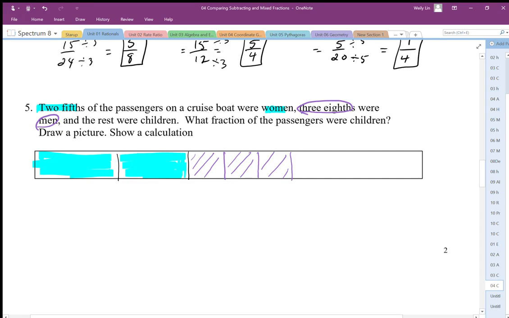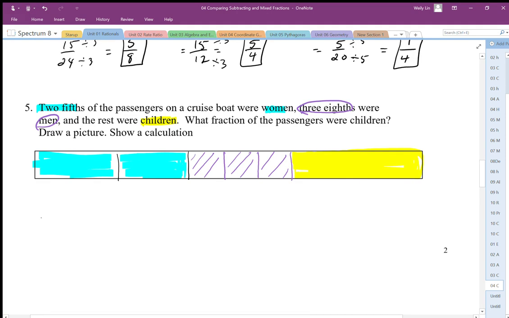Okay, so what is this fraction as part of the whole? Okay, so this is the part that we're looking for. We are looking for the children. Okay, and this represents the children right here. So I really need to figure out how much is 2/5 plus 3/8. Okay, or I could do it this way. I'm going to set it up this way.